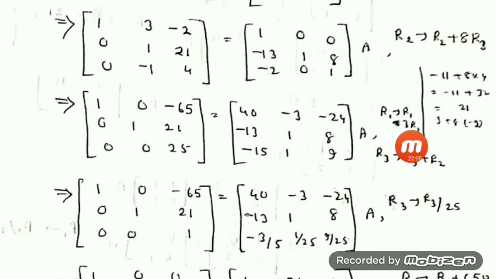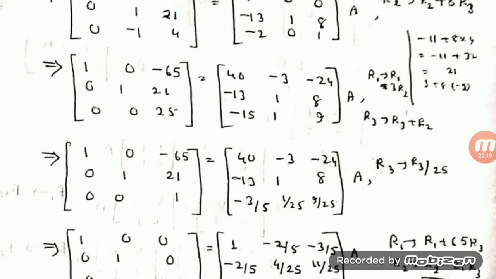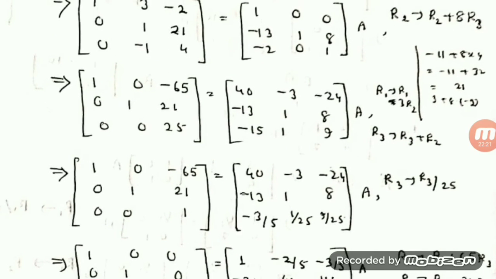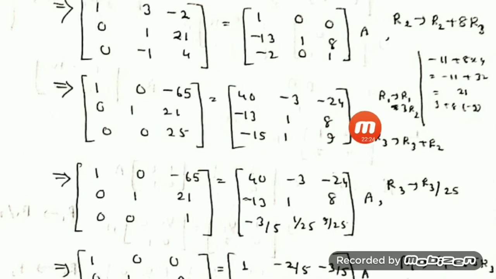R1, we have to take the help of R2. Then R3 with the help of R2. Multiply by 1. Minus, so we make it plus. So I have written the operation. Now the calculation: Row 1 minus 3 R2.